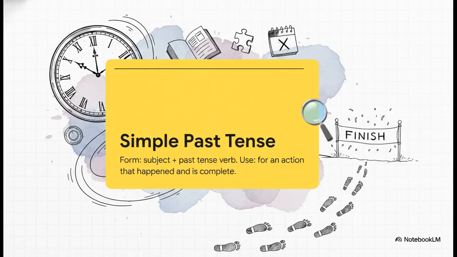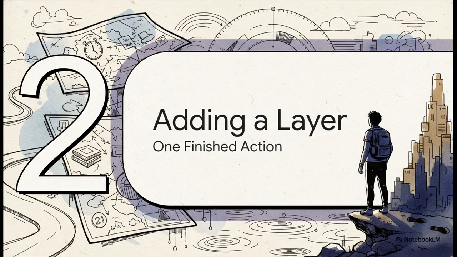And what we're looking at here is the simple past tense. You know, the classic. The formula is super easy, just the subject and the past tense verb. And its whole job, its entire purpose, is to talk about something that's started and finished completely in the past. Clean and simple. But come on, stories are almost never just one single thing happening, right? That would be boring. Things get way more interesting when you start adding layers.